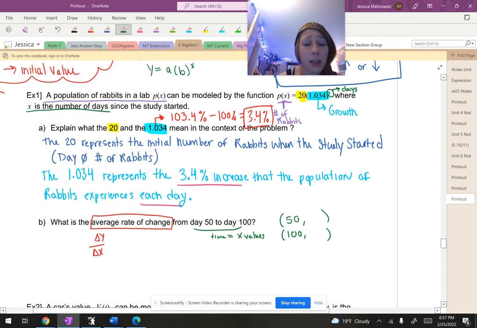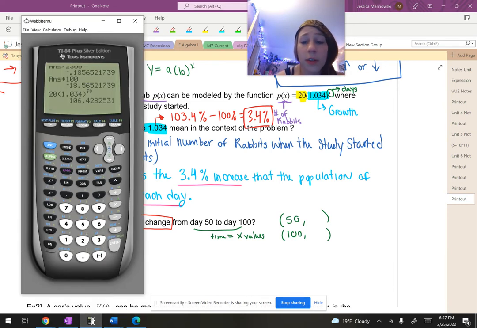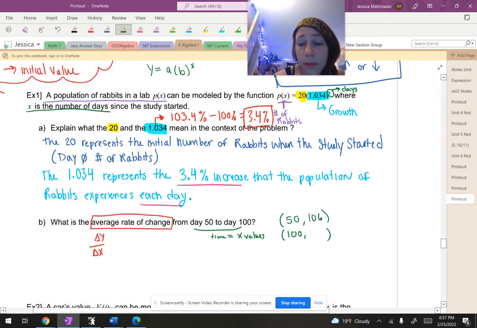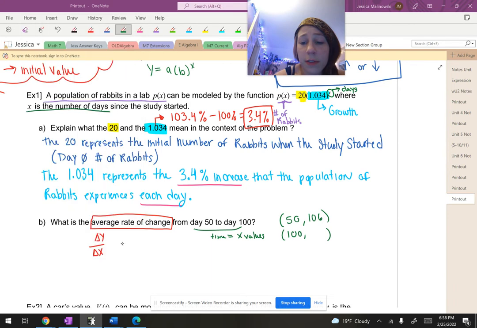Anywho, it doesn't tell us what to round to, so we're just going to round to the nearest whole number because that's what I want to do. So that's 106. And then we'll go back up, reuse that same one, and just change it to 100 instead, which was 566.